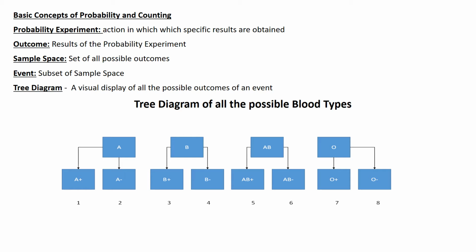We start with a tree diagram here, and I have a simple one of blood types. All individuals have one of 4 blood types, A, B, AB, or O. And then furthermore, they can be Rh positive or Rh negative. That gives us 8 possibilities of blood types. These are all the possible outcomes.